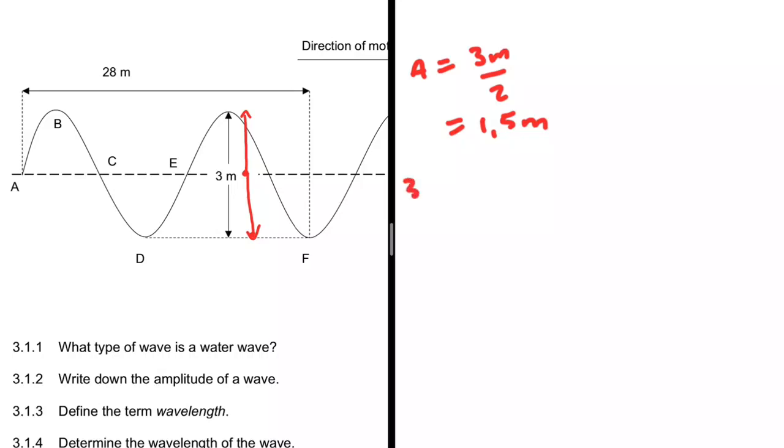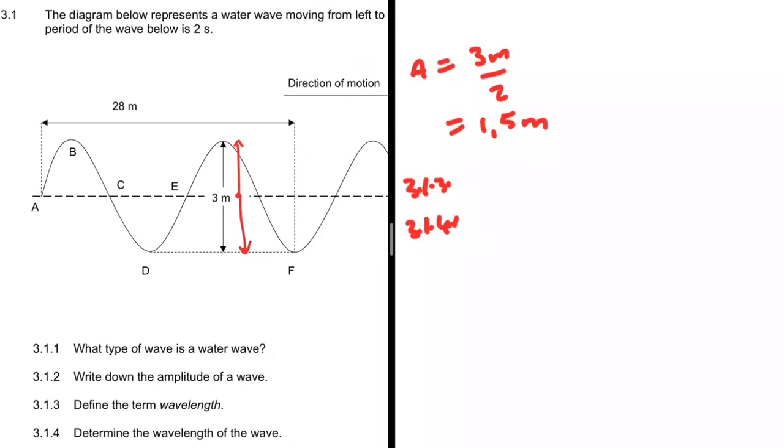Let's take a look at 3.1.3. 3.1.3, define the term wavelength. Wavelength is the distance between two successive points that are in phase, right? It is the distance between two successive points that are in phase. You're going to see what that actually means when we answer 3.1.4. It says, determine the wavelength of the wave. Okay, let's take a look and see how we can answer this question.